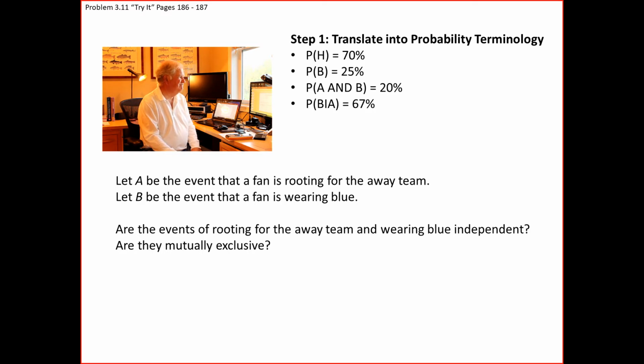What's the next thing you do? The next thing you have to recognize in this problem is that if you're not rooting for the home team, you better be rooting for the away team, or you should leave the stadium. In other words, the complement of H, rooting for the home team, is rooting for the away team. That's important because if those two are complements, then the probability of rooting for the away team plus the probability of rooting for the home team is 1. And we know the probability of rooting for the home team is 70%. It means the probability of A is 30%.